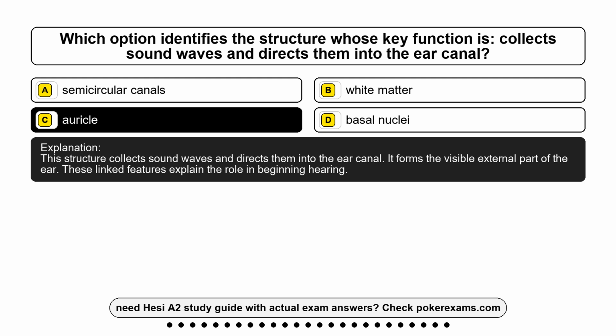This structure collects sound waves and directs them into the ear canal. It forms the visible external part of the ear. These linked features explain the role in beginning hearing.